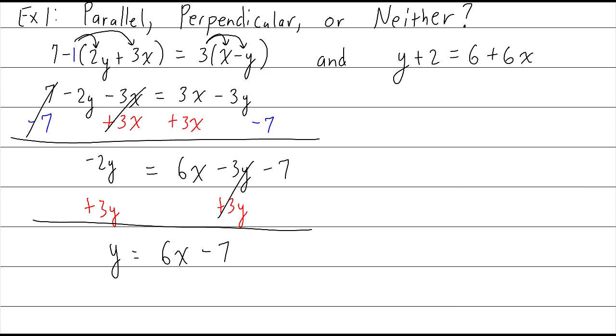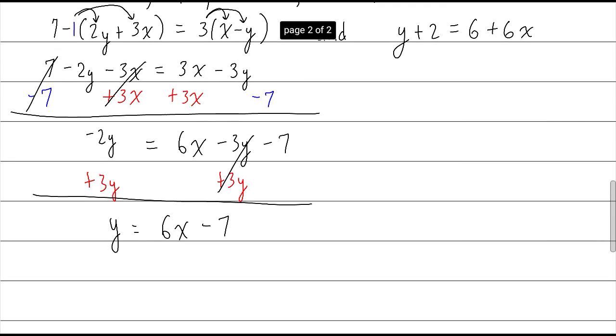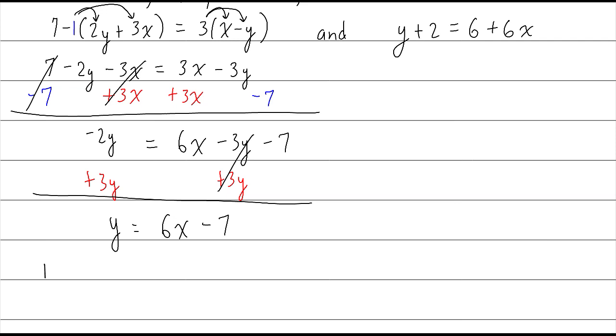Okay, great. I put this one into slope-intercept form. Now I can identify the slope. I'll put a little 1 so I remember that's my first slope. That's the number attached to the x. That'd be 6. Okay, fun. Let's do the same thing for the right side, right? That y plus 2 equals 6 plus 6x. Remember, I want to get y by itself. It actually is mostly by itself. I just need to subtract this 2 from both sides.